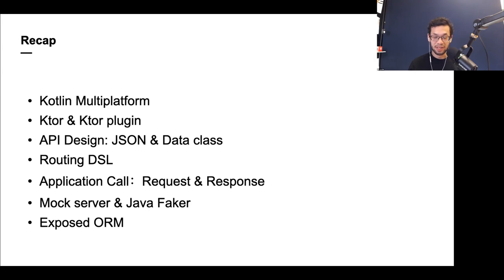Then we handle the application request and response using the call object. In the beginning, we just returned a simple message, hello Ktor, and then we generated the fake product data. And third, we stored the data into a database and searched the query from the database and returned it to the user. So that is the overall workflow that includes the mock server and Java Faker library, also the Exposed ORM. So I think we spent about 40 minutes developing a product API step by step. You can imagine that if you use Ktor to develop a web API, it's quite simple and easy. And you can pack it into a Docker image, then you can deploy.